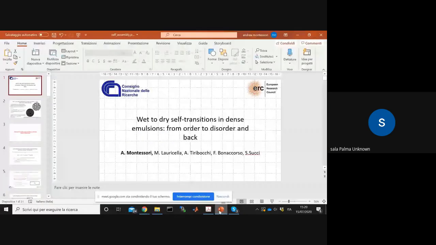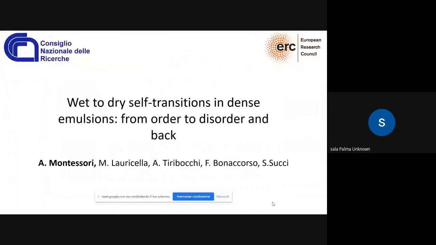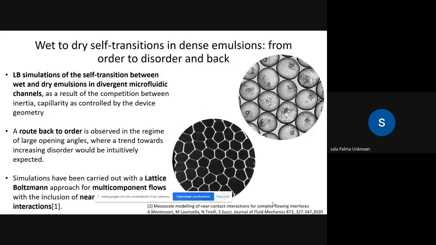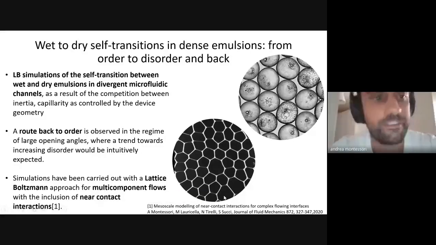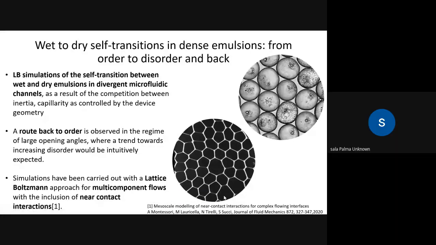Next speaker is Andrea Montessori. He will tell us about wet to dry soft transitions in soft flowing crystals. So you have 20 minutes, 15 plus 5 for questions. I'll let you know when you reach 15 minutes. Okay, perfect. Good.